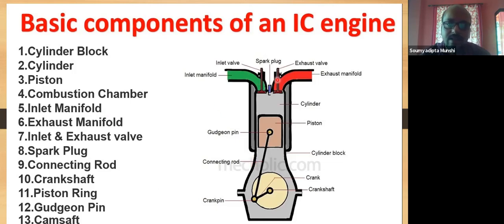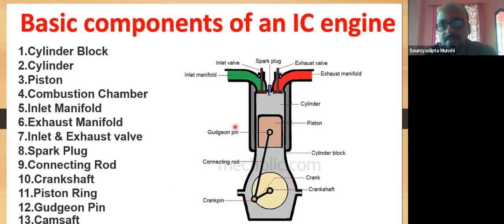This is the inlet. This is the exhaust. Inlet and exhaust valves are there. The spark plug is there. The connecting rod is there. The crankshaft is there. The piston ring is also there. The gudgeon pin is also there. The camshaft is also there. So these are the basic components of an IC engine.